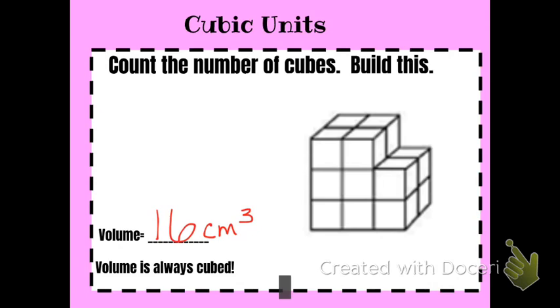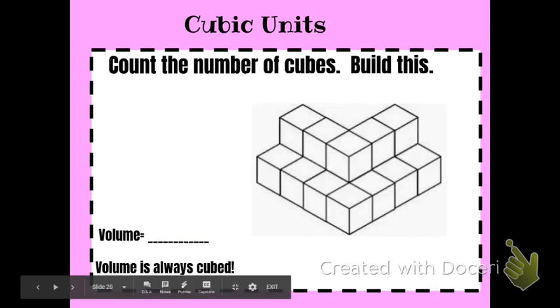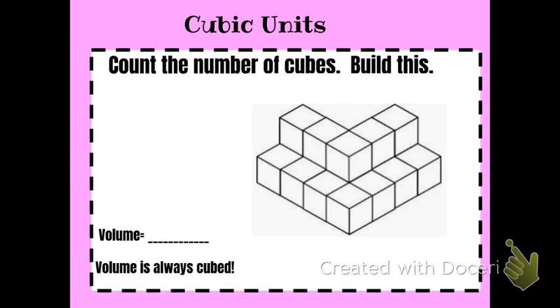I've got another one I want you to build. Okay, create this shape. Okay, so we can count the blocks, or you can look at it and see that the front has 7, and the back has 1 row of 5 and another row of 5, so that gives us a row of 10, which is a total of 17 centimeters squared.